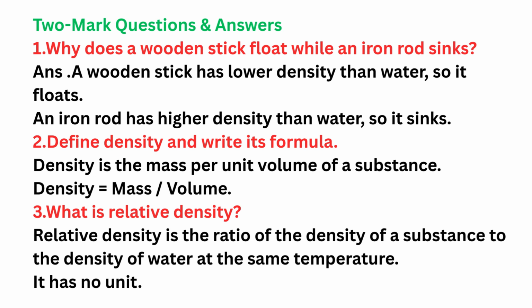Question number 2: Define density and write its formula. Answer: density is the mass per unit volume of the substance. Density is equal to mass by volume. Question number 3: What is relative density? Answer: relative density is the ratio of the density of a substance to the density of water at the same temperature. It has no unit.